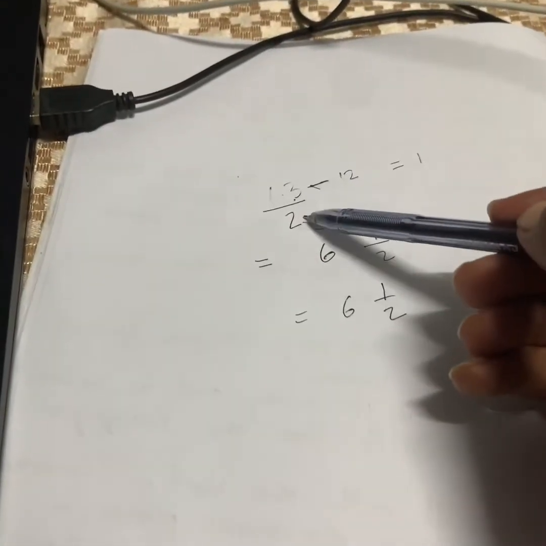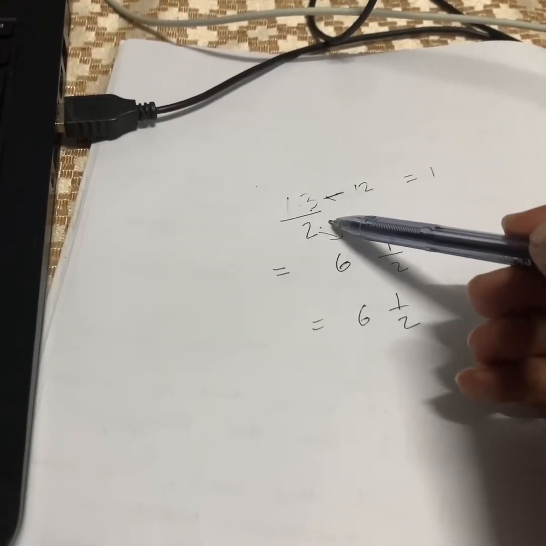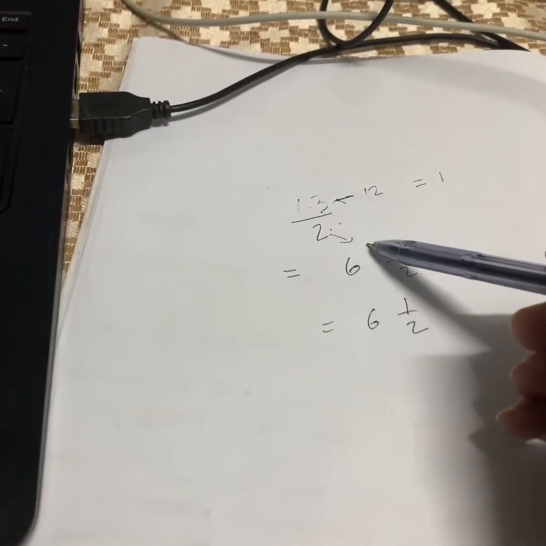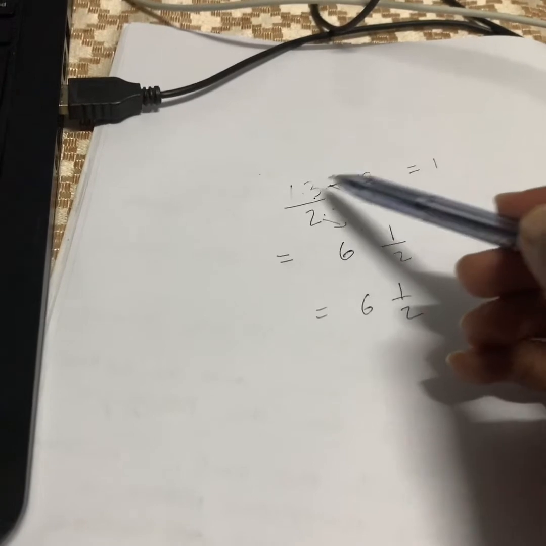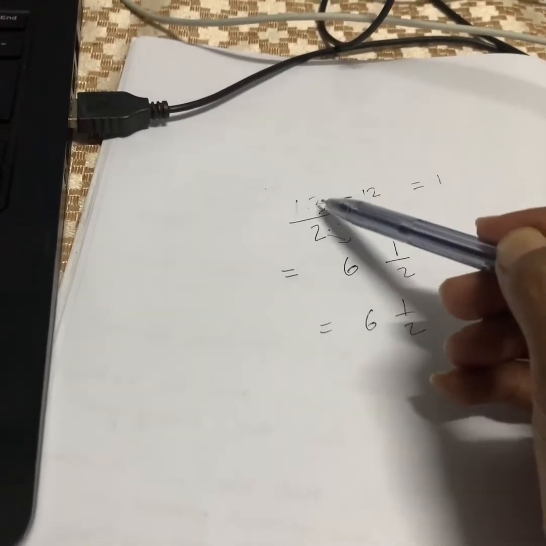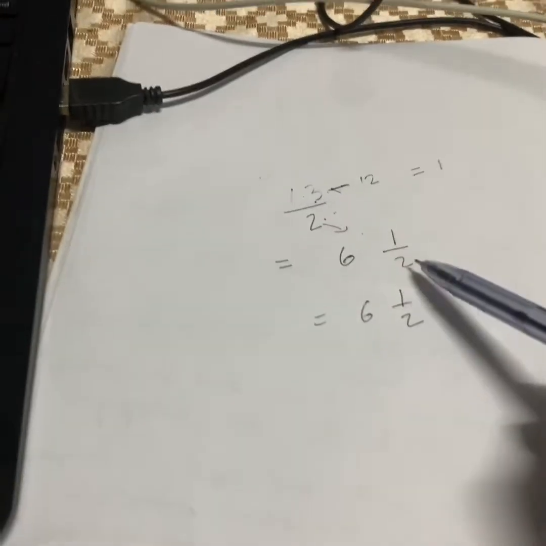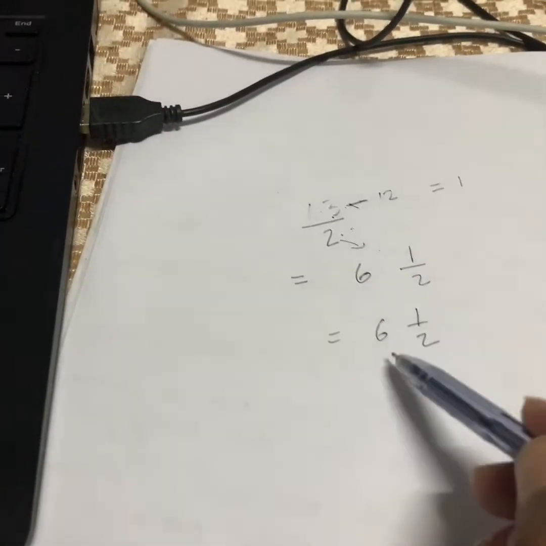We have a 13 and a 2. What do we do? We divide this by 2, and 13 divided by 2, we can say 6 goes, 6 times 2 is 12, so we subtract 12 from 13, we are left with 1, and this denominator just comes down here, so your answer becomes 6 and a half.